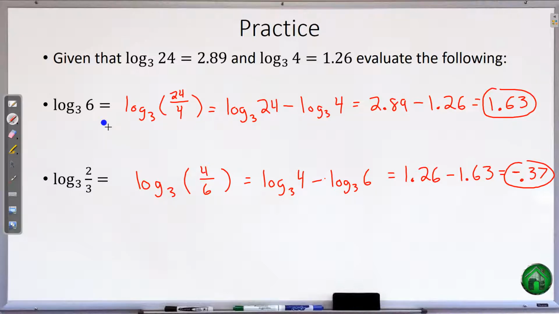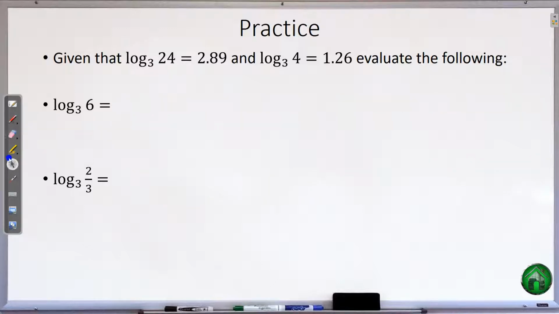All right, so again, we're just either condensing or expanding these logs, trying to find a pattern. So that's our second property.